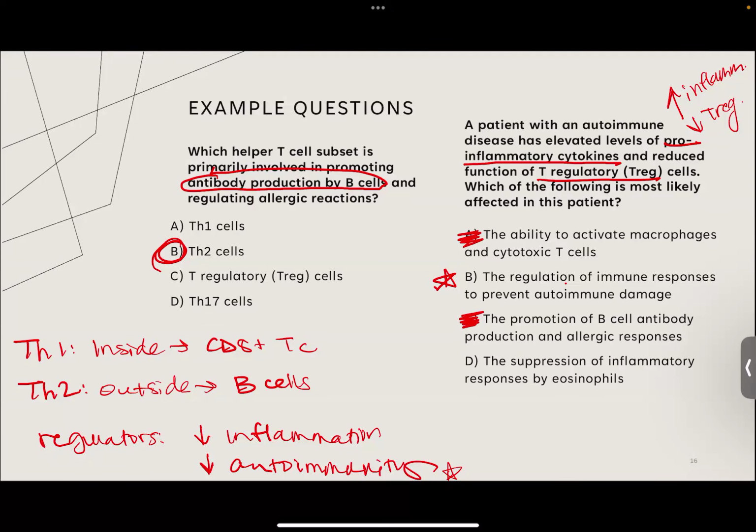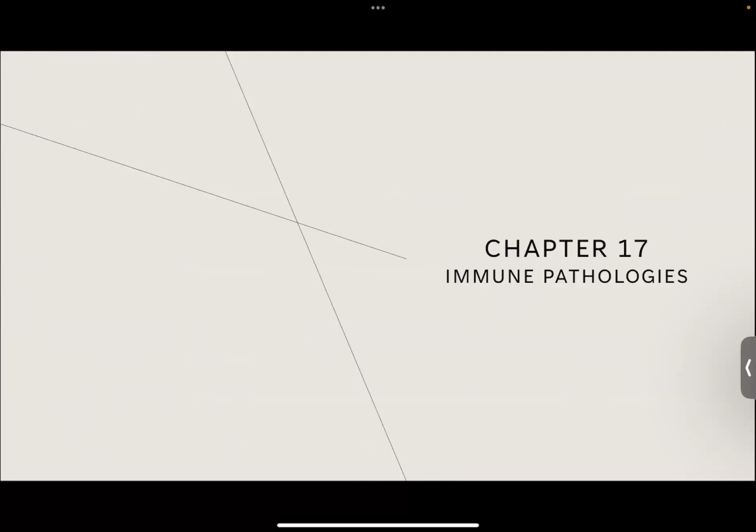And then the suppression of inflammatory responses by eosinophils. Eosinophils are innate. They are granulocytes on the innate side of things. They're not going to be affected by our T regulatory cells. So our choice B is our answer, regulating the immune response to prevent autoimmune damage, which is really what our T regulators are going to be doing.